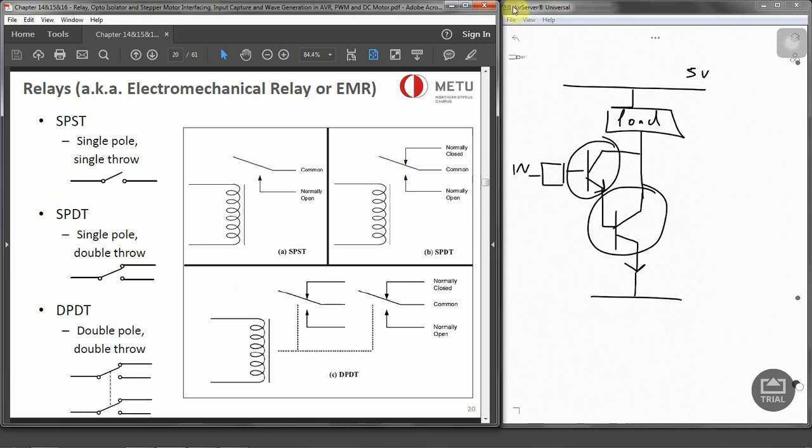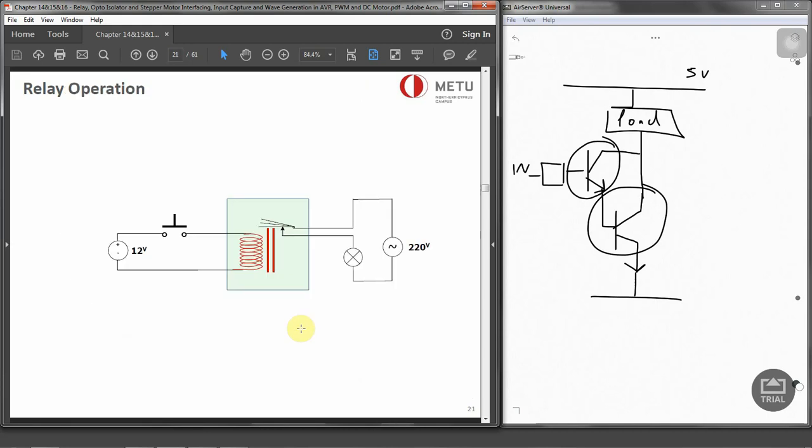We have single pole, single throw, which is like a single switch. We have SPDT, which is single pole, double throw. We can select from one of those switches. And there's a double pole, double throw, so double switches and double lines that we can select. Generally, the spring is not shown, but it does exist internally in there. Normally, the relay has a minimum voltage below which the coil is not energized, and this is called the pull-in voltage.